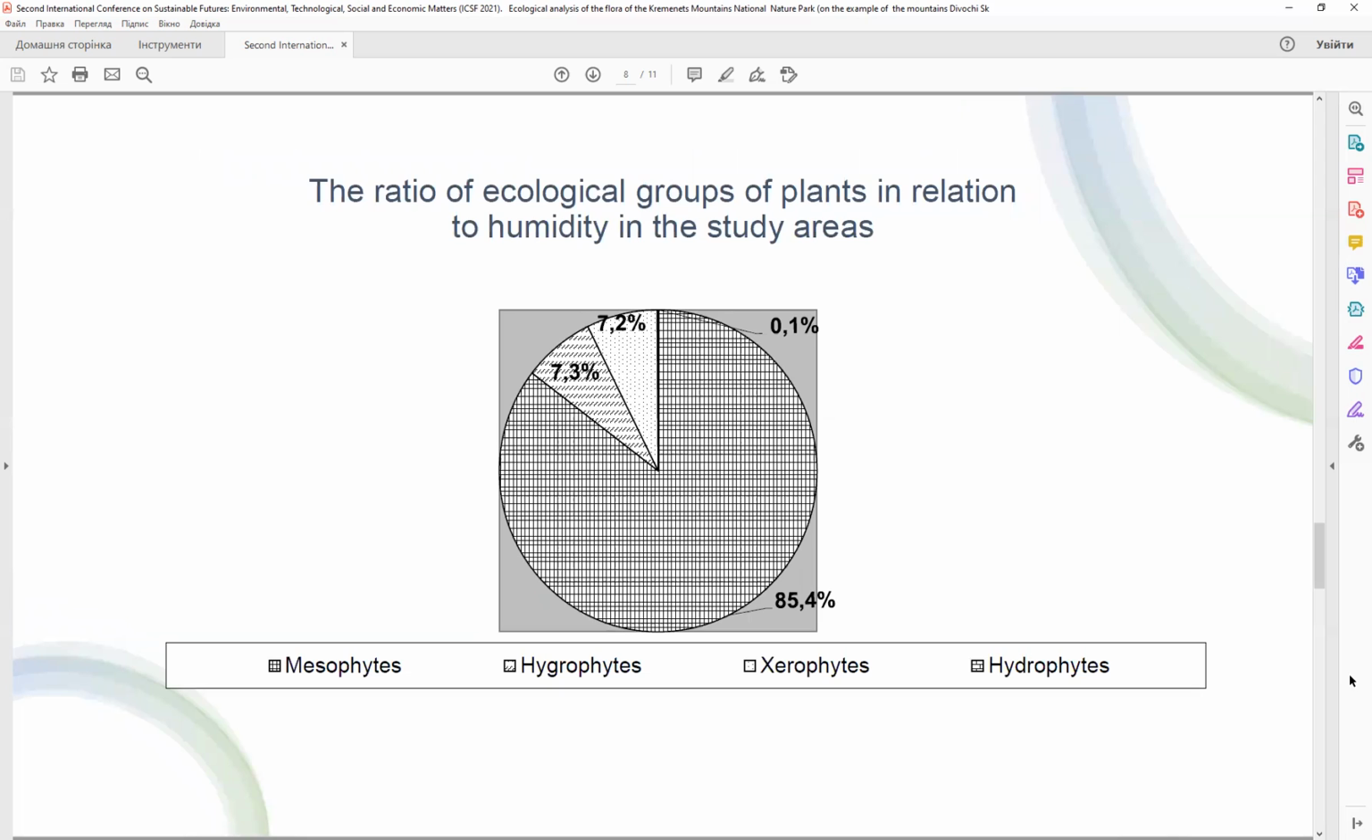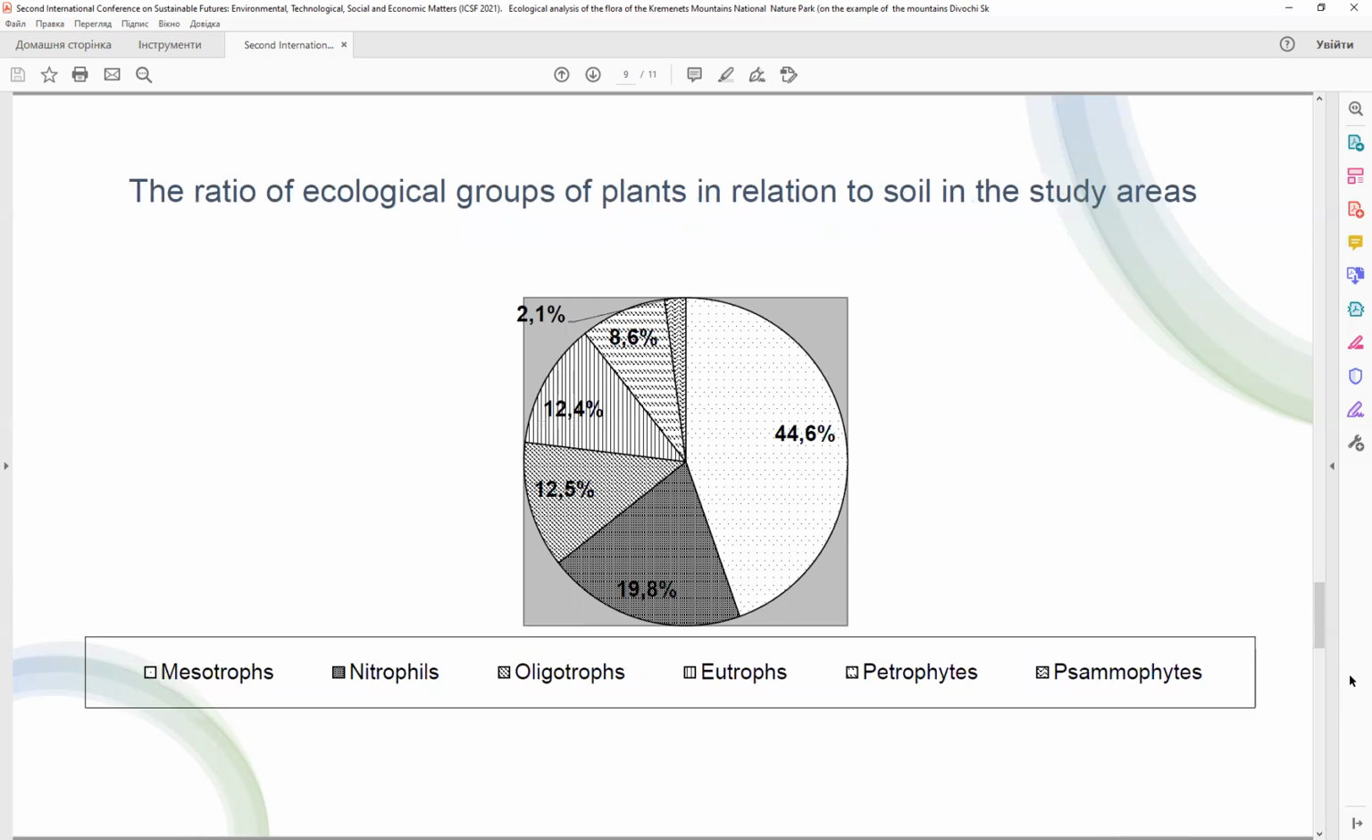Depending on the humidity regime in which the plants grow, we identify the following ecological groups in the study areas. The humid and moderately warm climate of this territory determines the advantage of mesophytes, plants living in conditions of medium humidity. These are 85.4%. This includes most trees and shrubs, meadow and forest grasses, such as Pinus sylvestris, Pinus banksiana, Fagus sylvatica, Quercus robur, Corylus avellana, and others.